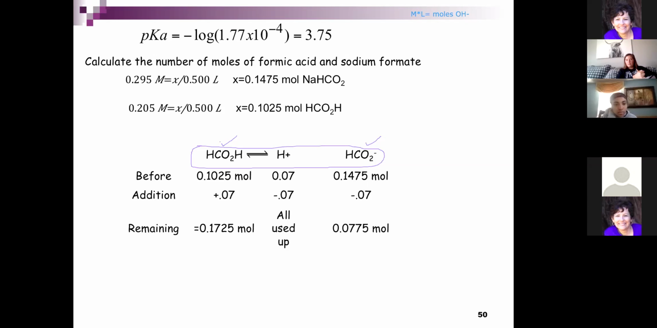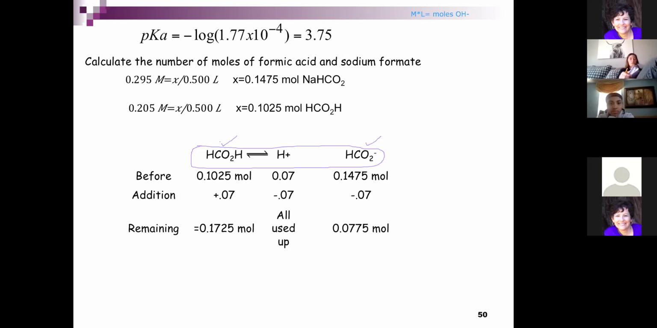Could I have just said NaHCO2 plus HCl goes to HCO2H, like just written it out the full way rather than taking things out? Yes, and do you want me to rewrite it the other way so that the sodium acetate and the HCl are on the left side? No, you're fine. I can visualize that. I just wanted to know if that was okay. Absolutely.